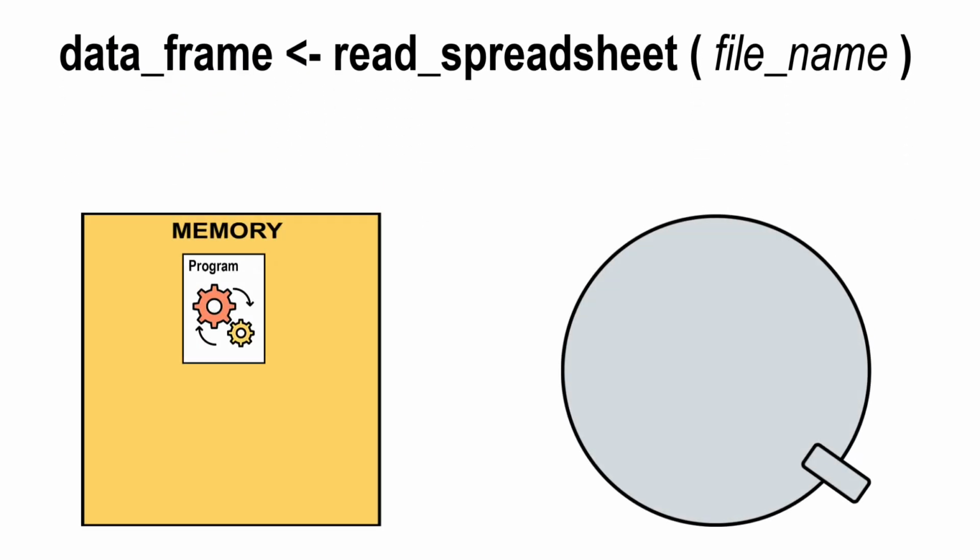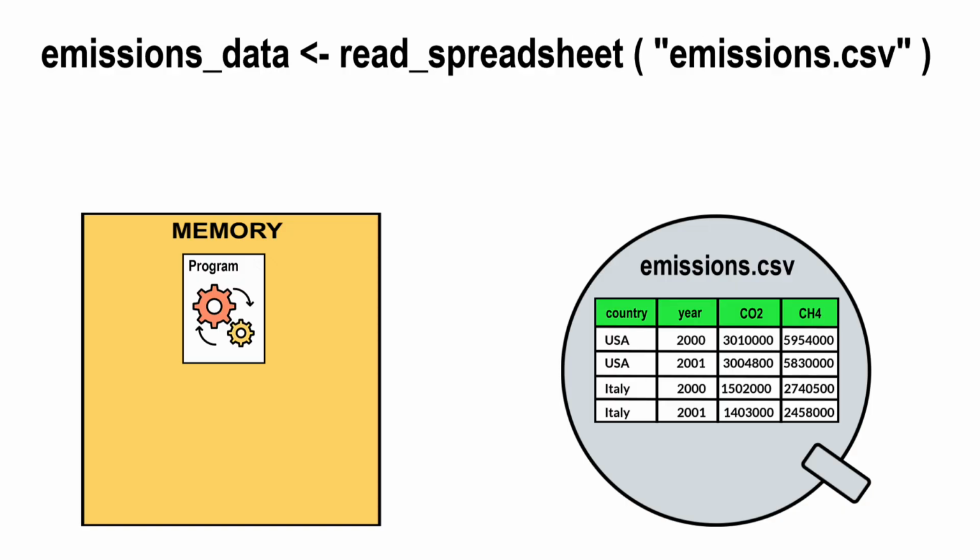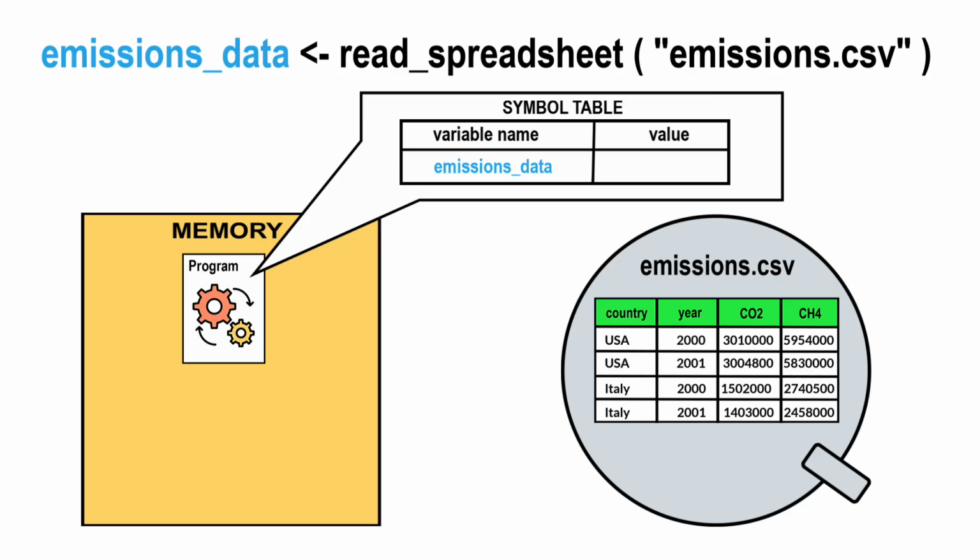As an example, assume a program wants to analyze the emissions data from the spreadsheet held in the file emissions.csv on the hard drive. The program could use a statement like, emissionsData = readSpreadsheet("emissions.csv"). This statement creates a new data frame variable in the symbol table named emissionsData.